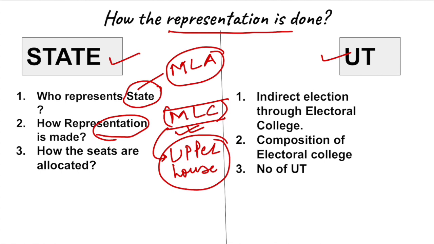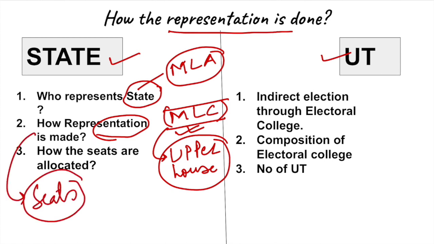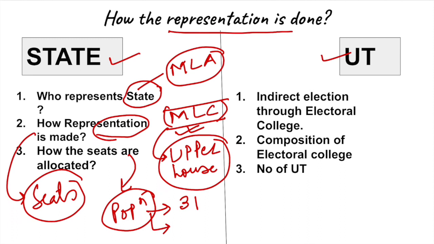Now, how is representation made? Representation of the state is made on the basis of seats allotted to that particular state. Now, how are these seats allotted? These seats are allotted on the basis of population. Therefore, when you look at the number of seats allotted to Uttar Pradesh, it is 31. The number of seats allotted to Tripura is 1. It is basically because of the population of that particular state.